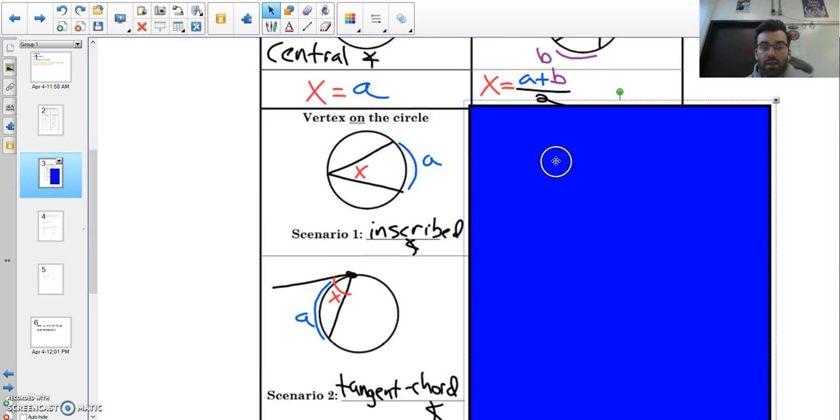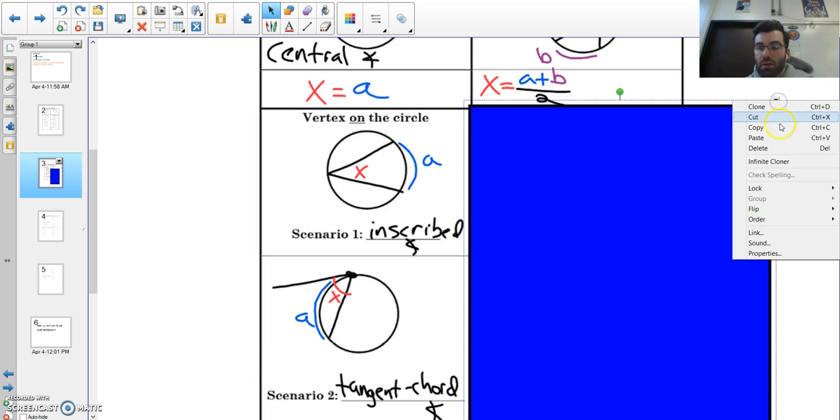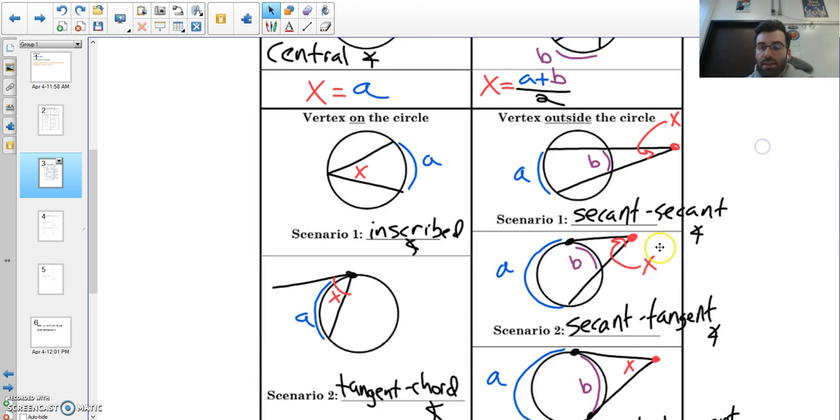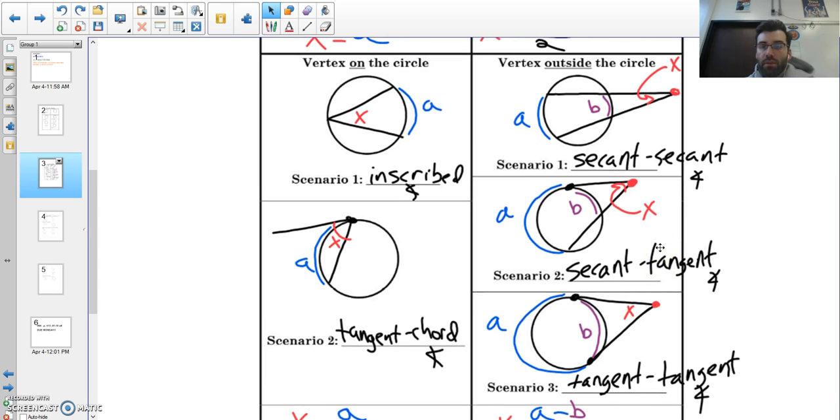The next three scenarios are for when the vertex is outside of the circle. The first one is a secant-secant angle. Remember, secant, see through the circle. For all three of these, I do my far arc minus my close arc divided by 2 to get X. My second scenario is a secant tangent angle. Again, far minus close to get X.